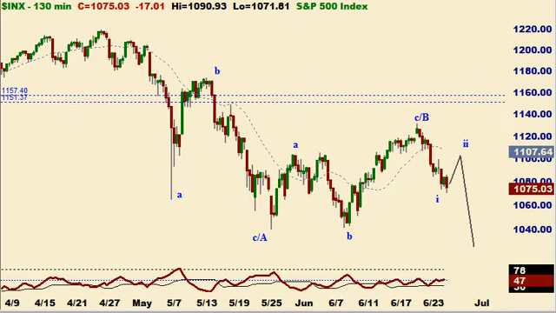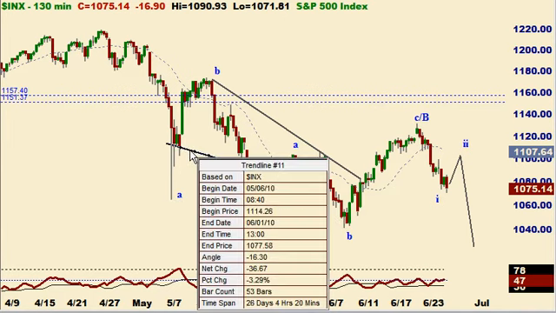Also, just a quick look at one of the alternate counts that folks have been throwing out, and that is that this is a leading diagonal triangle down. And one of the problems with that count, again, to my way of thinking, is that we're failing to get to the lower end of the trend line. In fact, if you'll notice, we don't even make a new low on this leg here, which would be the fifth leg of the diagonal triangle.